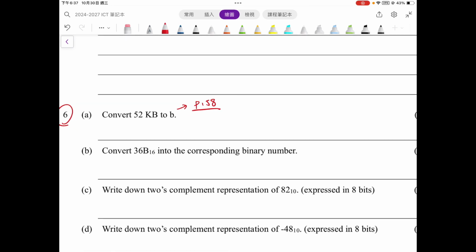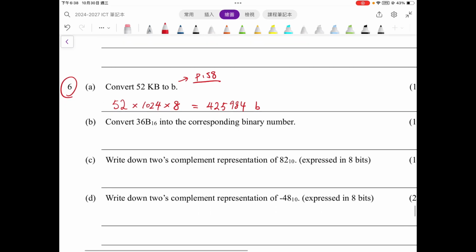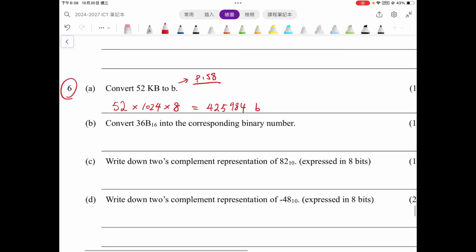52 kilobytes to bits. So we have involved the unit kilobytes into bits. So look at the table, you should find out that we need to do 52 times 1024, so that it will become the bytes. And then if you want to change from bytes to bits, you multiply by 8. So all in total, you should have 425984 bits. And of course, for this question, they didn't ask you to show your calculation, so you just write down the answer is fine.